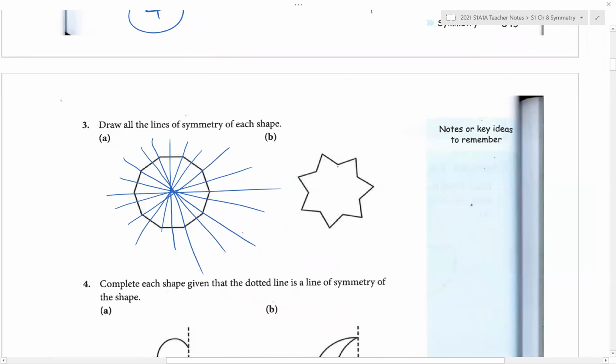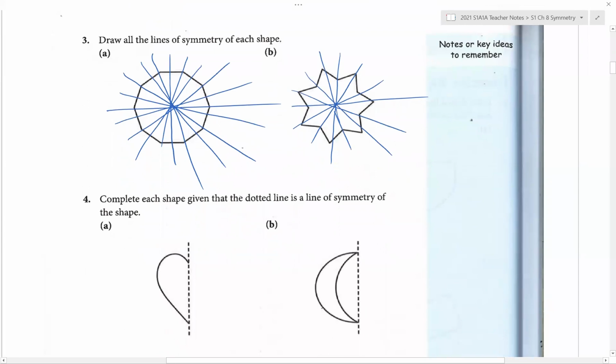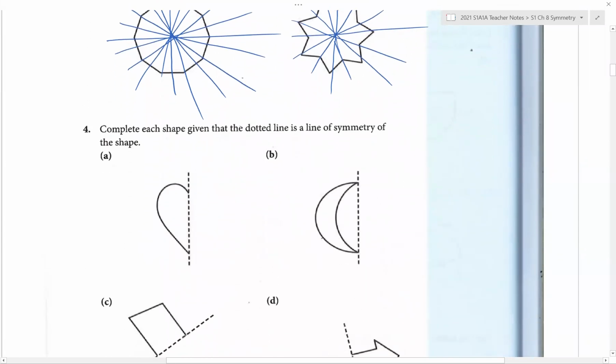And then for this star shape, 1, 2, 3, 4, 5, 6, 7. Complete each shape. Okay, now you get to criticize my work. I'm going to try to draw freehand. What do you think of my work? Acceptable or not? Not acceptable, right?